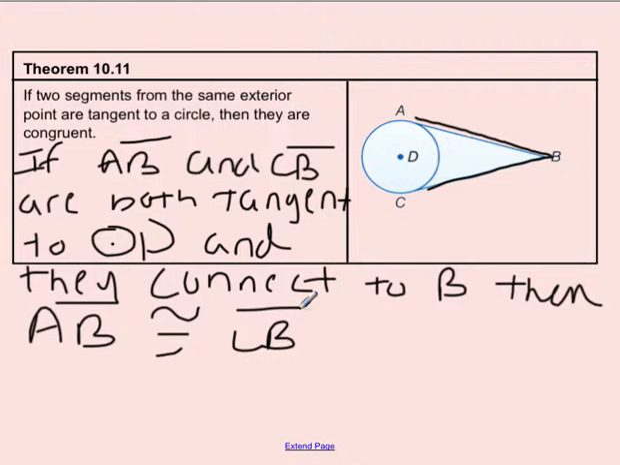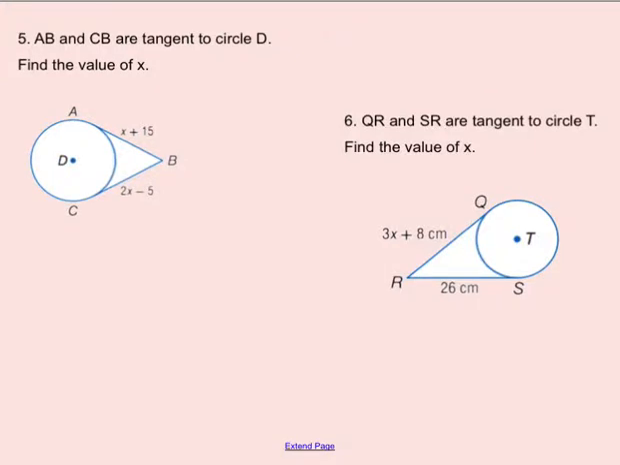So let's go ahead and take a look at this example. Find the value of x. So I notice that they're both tangent to the circle D, and they're reaching out to point B. So that means that these two lengths are congruent. So that means that x plus 15 is equal to 2x minus 5.